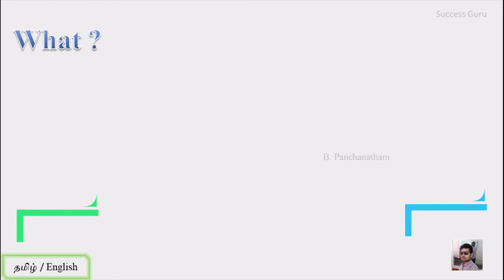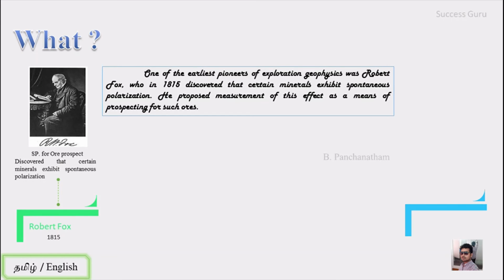So let us see an outline of how this method has been started. Actually, it was in 1815 by Robert Fox. He is one of the earliest pioneers of exploration geophysics, and in 1815 he discovered that certain minerals exhibit spontaneous polarization. Not only that, he proposed that measuring this effect can be used as a means for prospecting of such ores. So it was his theory to propose this.